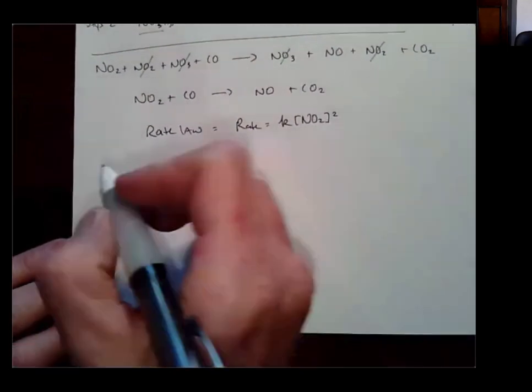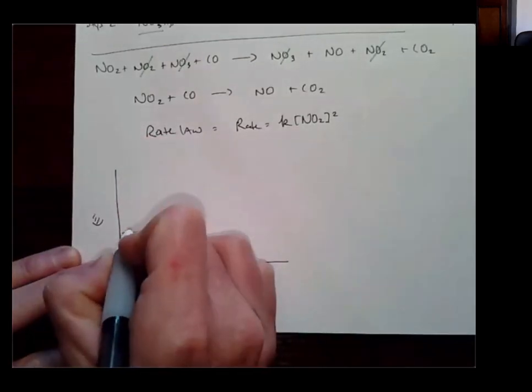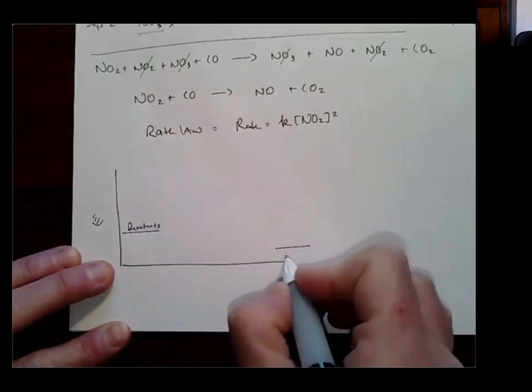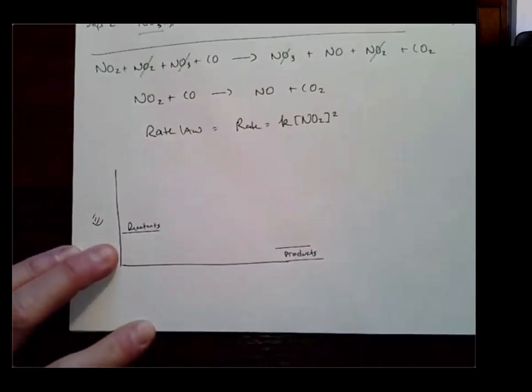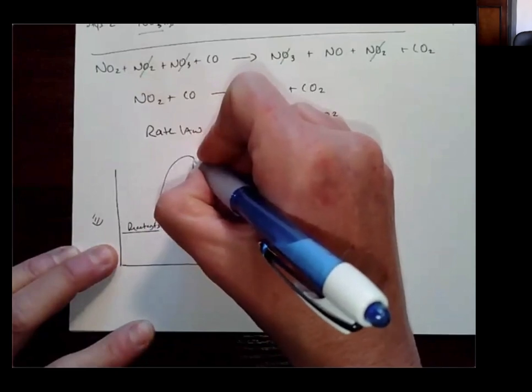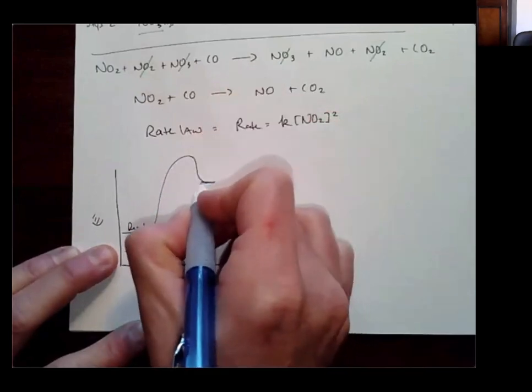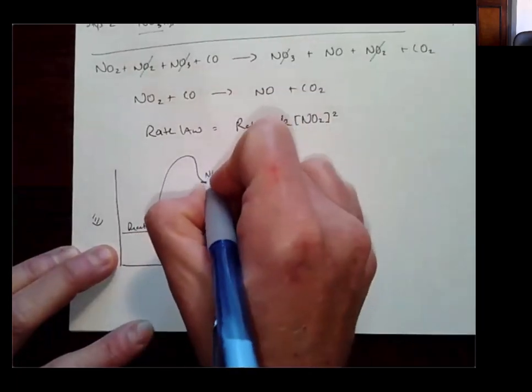So if I were going to draw what this looked like on an energy diagram, this would be my reactants, this would be my products. So this is an exothermic reaction. My products have a lower amount of energy than my reactants. My first step would be, this is my slow step, this is going to have a high activation energy. This is going to be my intermediates. This is where I'm going to produce NO3 and NO.